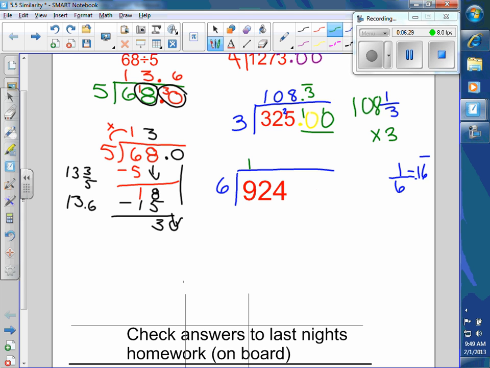Once. What's the remainder? 3. 6 goes into 32. 5. What's the remainder? 6 goes into 24. 4. That's your answer. Isn't that nice? Okay, so.